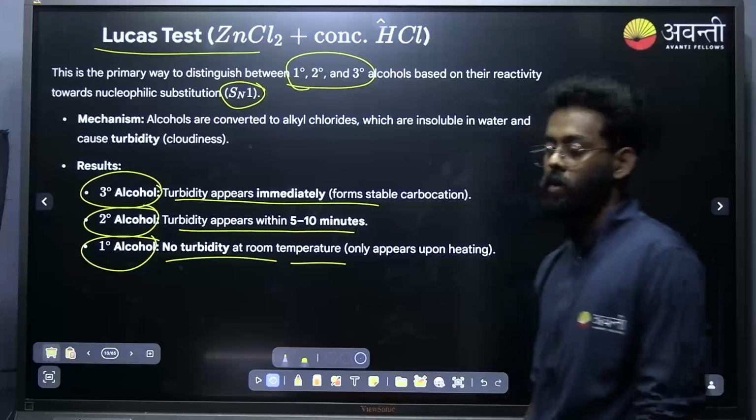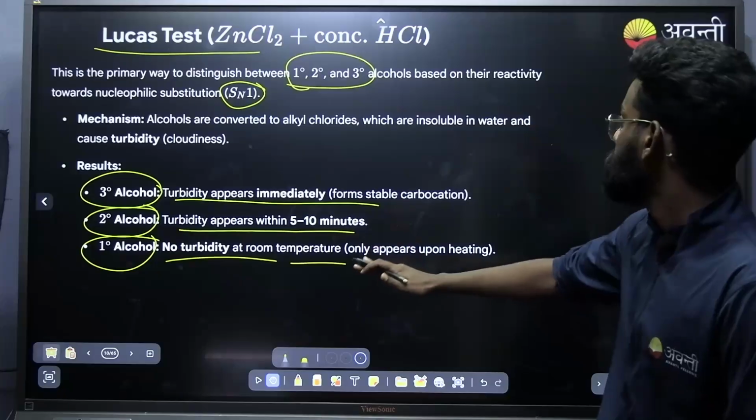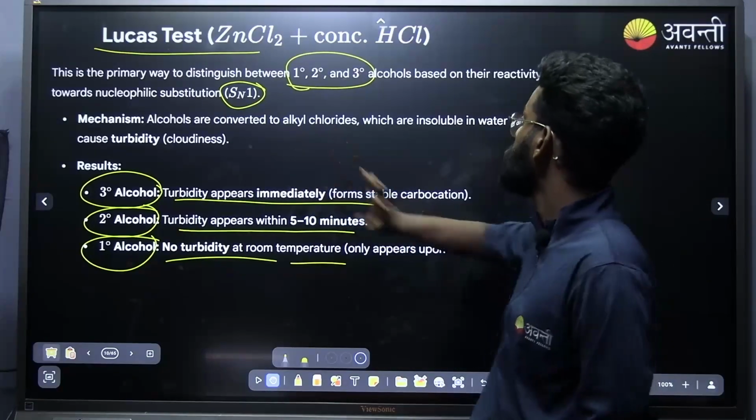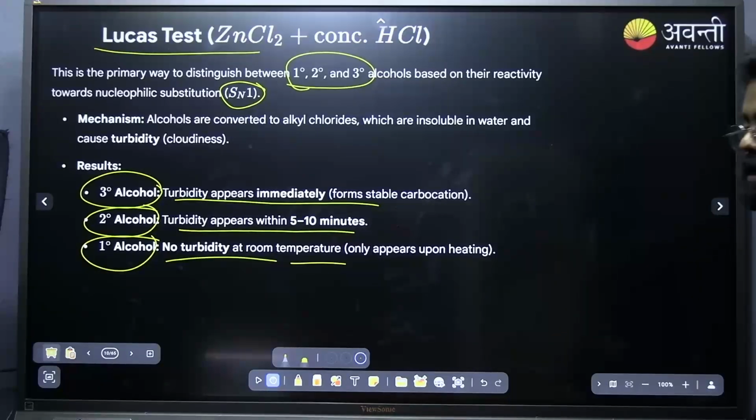So this is the point you have noted down in the case of the Lucas test. I hope all of you know about the Lucas test. And Lucas reagent is an equimolar solution of anhydrous ZnCl2 and HCl. Okay, done. Shall I move?